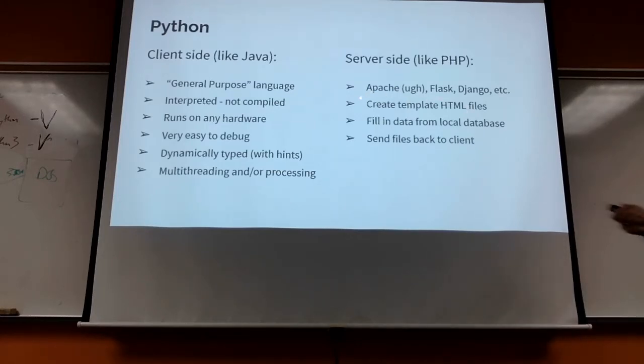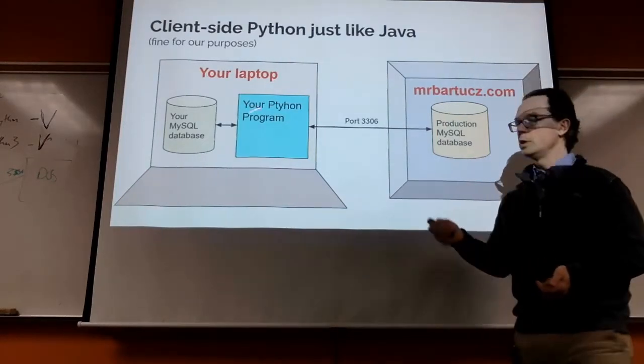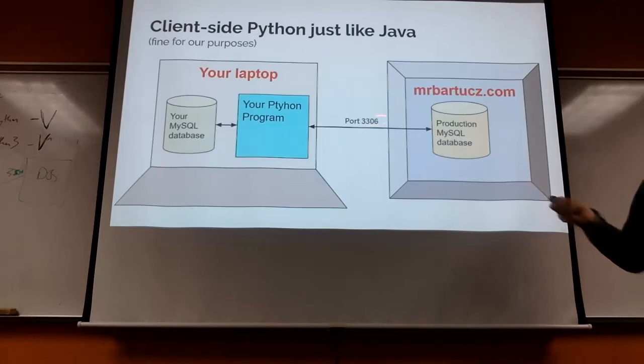And the way it works is you create template HTML files with variables inside them, and then you fill those in from whatever your local database is. And you send the HTML file back to the client. So it looks kind of like this. Client Python looks just like our Java one. You can create a GUI just like you can in Java that then in the background connects. But as I just spent 10 minutes telling you, this is a really bad idea.